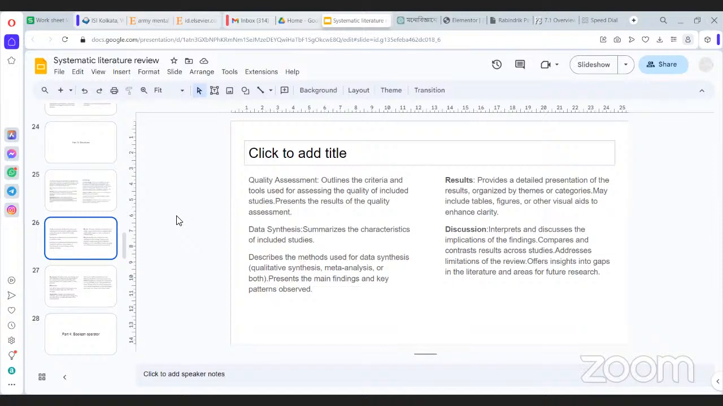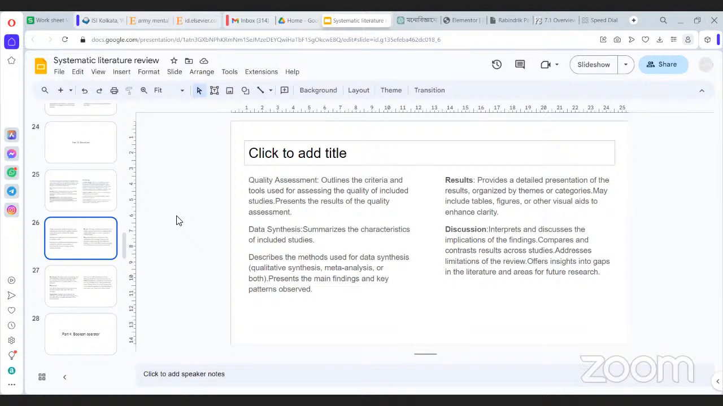Shumana, next. Next is quality assessment. It outlines the criteria and the tools used for assessing the quality of included studies. It presents the results of the quality assessment. You have to mention this paragraph about this quality assessment. How can we find out? I have already told you what the criteria for the quality assessment are, that is inter-rater reliability. I have mentioned all those things. Okay. So all those things will be there. Right. The same. Okay.